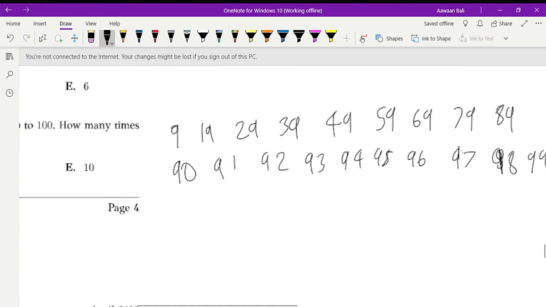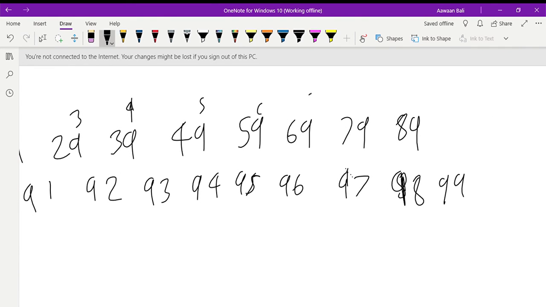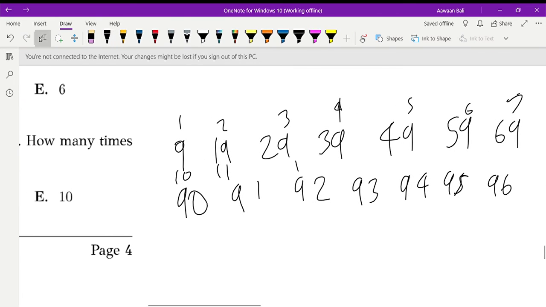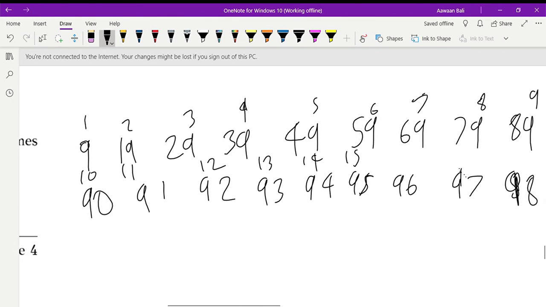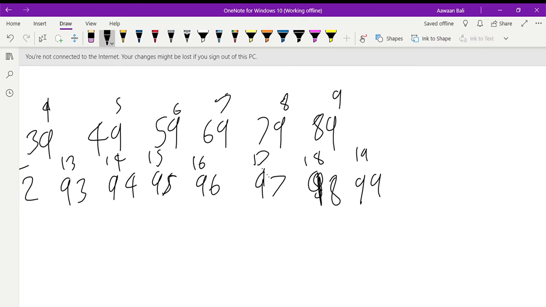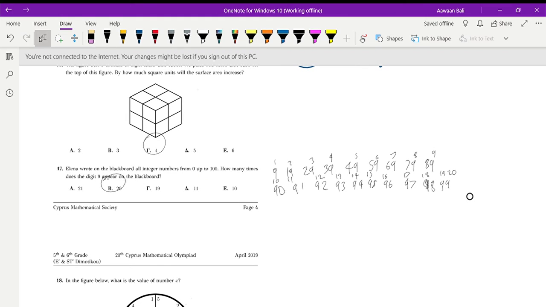Now we could count them down. 1, 2, 3, 4, 5, 6, 7, 8, 9, 10, 11, 12, 13, 14, 15, 16, 17, 18, 19, and 20, which means there would be 20, and therefore that option is the answer.